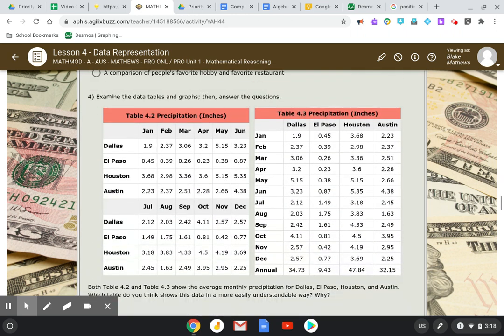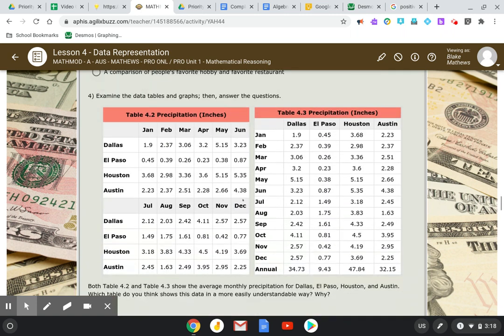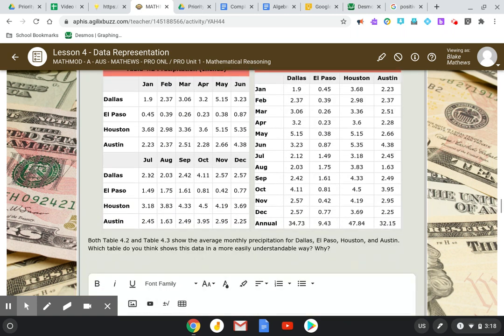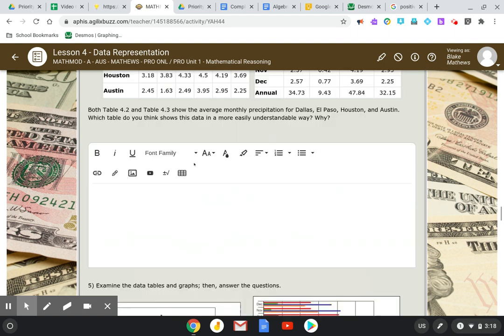The next few questions are asking you to look at a table and answer some questions. I just don't sweat this, just answer to the best of your ability. Read these carefully and say, do you think that one of these is more understandable? What's the best way to show this information? Is it with the months like this and the cities on the side, or the cities at the top with the months down the side? What do you think is more useful and why?